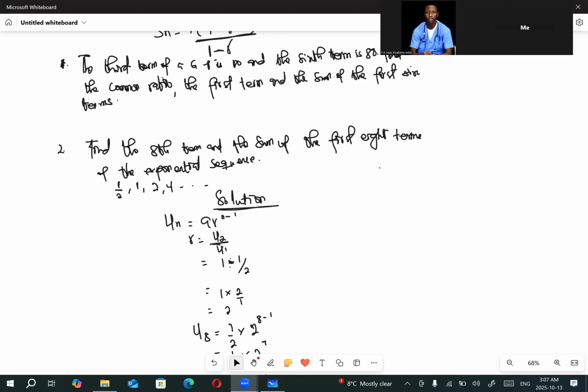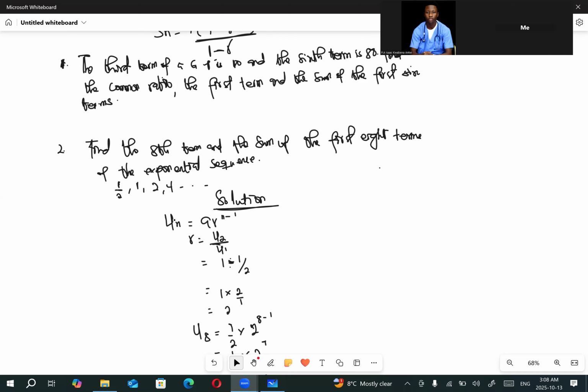The common ratio is... Say that again. What's the common difference? The question says, no, there is nothing like common difference here. Common ratio.